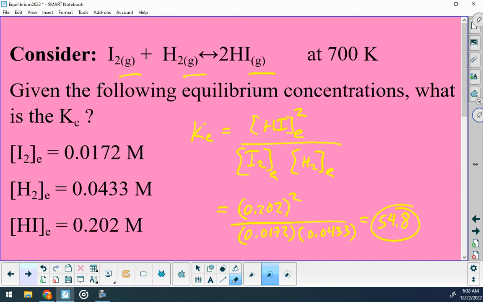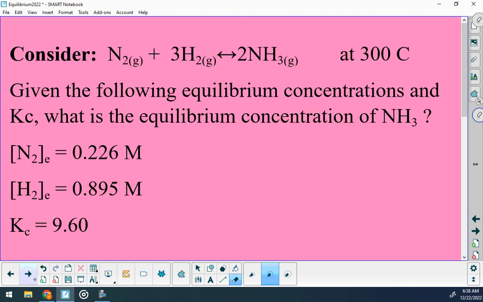Easy, easy. All right, so now let's move on to our next kind of question. And what we're asking for here is we want to know an equilibrium concentration, right? Given the following concentrations, what do I want to know? I want to know my equilibrium concentration of NH3. And what am I given? I'm given a Kc, and I'm given the other equilibrium concentrations. Good. So what's the first thing I want to do? Write my expression for Kc. My Kc is equal to what? All right, notice these are gases, so they would be in my Kc. They're not liquids or solids.